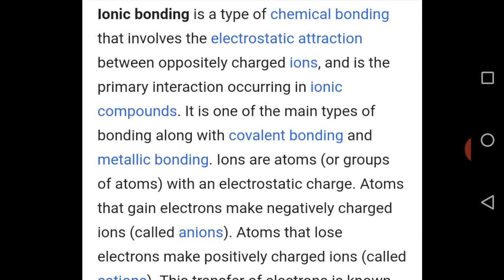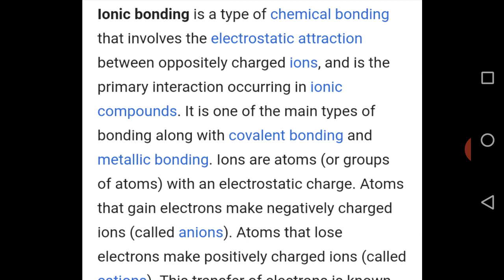As we have discussed, covalent bonding is the sharing of electrons between atoms. And in metallic bonding, ions are atoms or groups of atoms with an electrostatic charge. Metallic bonding we will discuss later in a separate lecture.